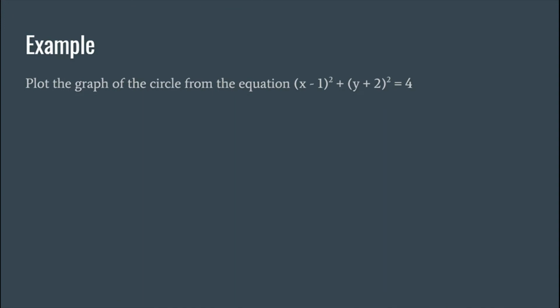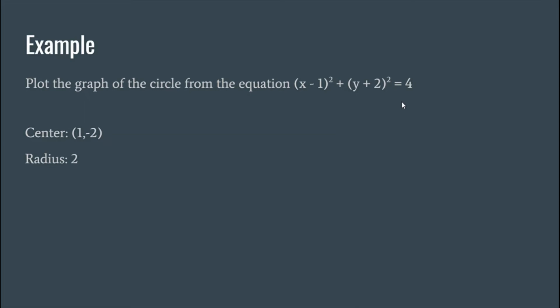Okay, so next here we're going to plot a circle. So the first thing we want to do is find the center. Okay, so 1, -2, and we need the radius. So remember, this is radius squared. So to find the radius, we have to square root this value. Okay, so our radius is 2.